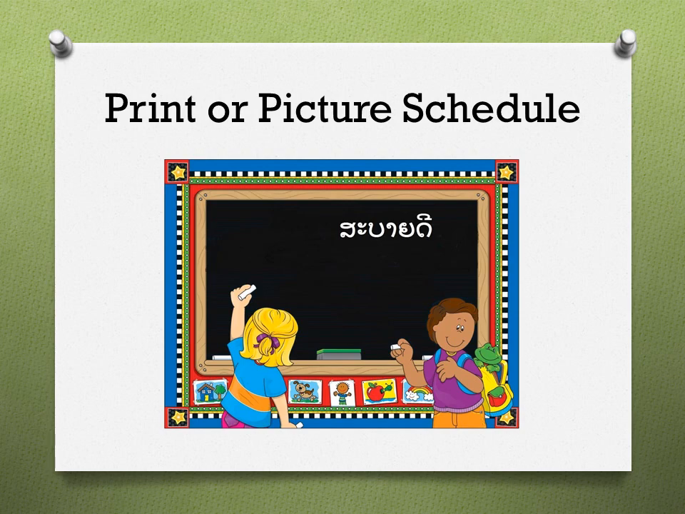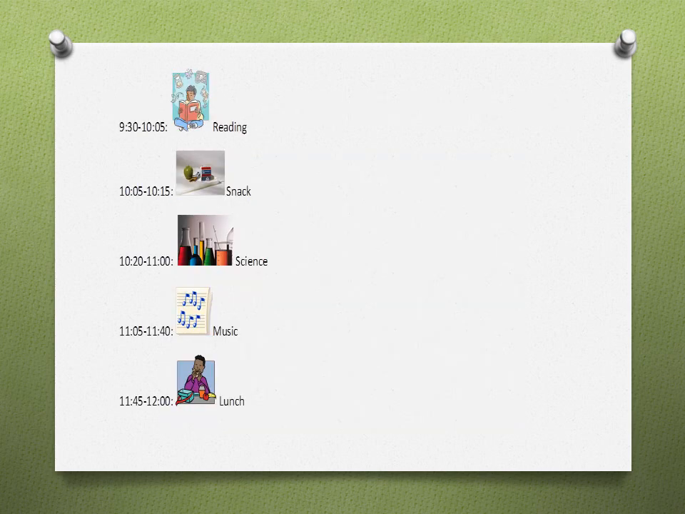Print or pictured schedules. Having a print or picture schedule will help with connecting the abstract meaning of a written word with the concrete meaning of a word. Therefore, these have the same concept as pictures with text. By having a schedule posted similar to the one shown, it will help English language learners with transitions throughout the school day.